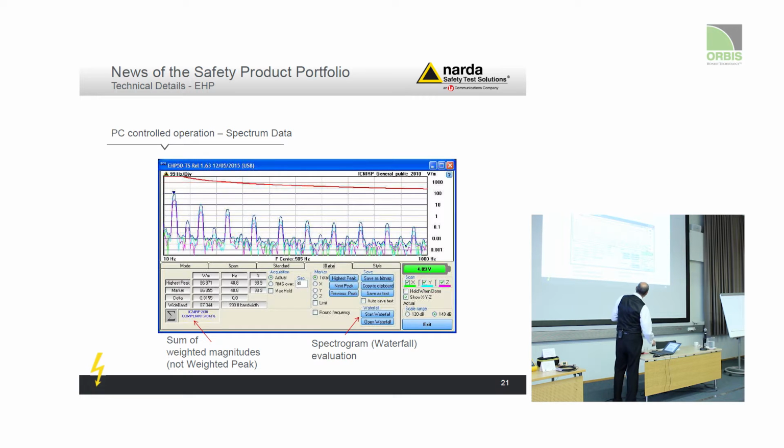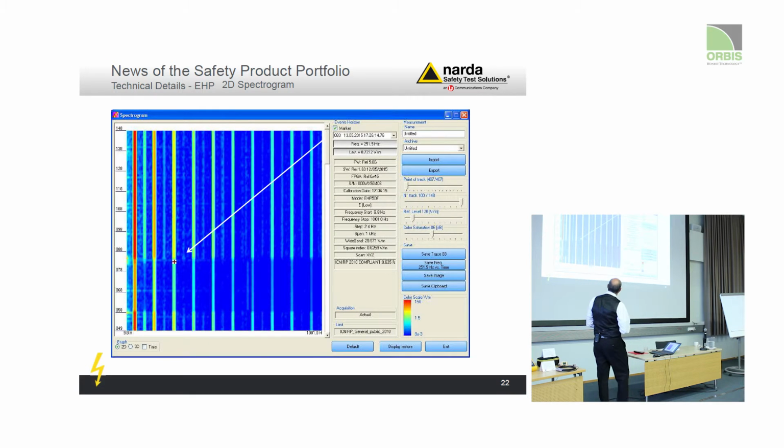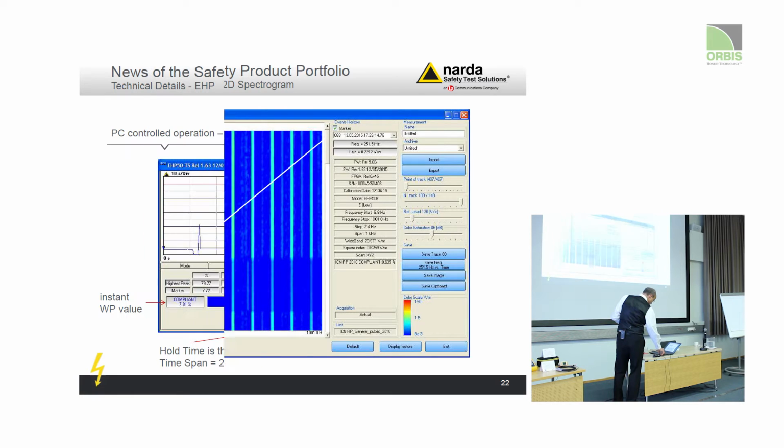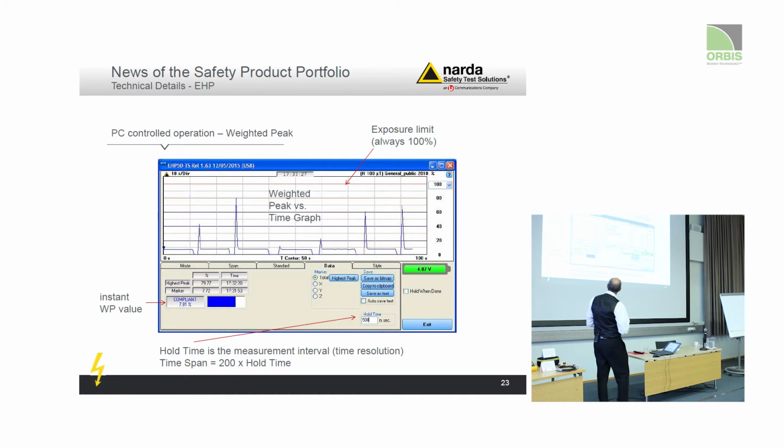You can start the waterfall. See the battery there. So you can have a waterfall diagram. You can put in a marker. The marker is giving you the results then in 2D or 3D in time, frequency, and amplitude. Yeah. That is weighted peak over time. So you see also the changes of the weighted peak over time. You see the instant weighted peak value, if it's compliant or not compliant.